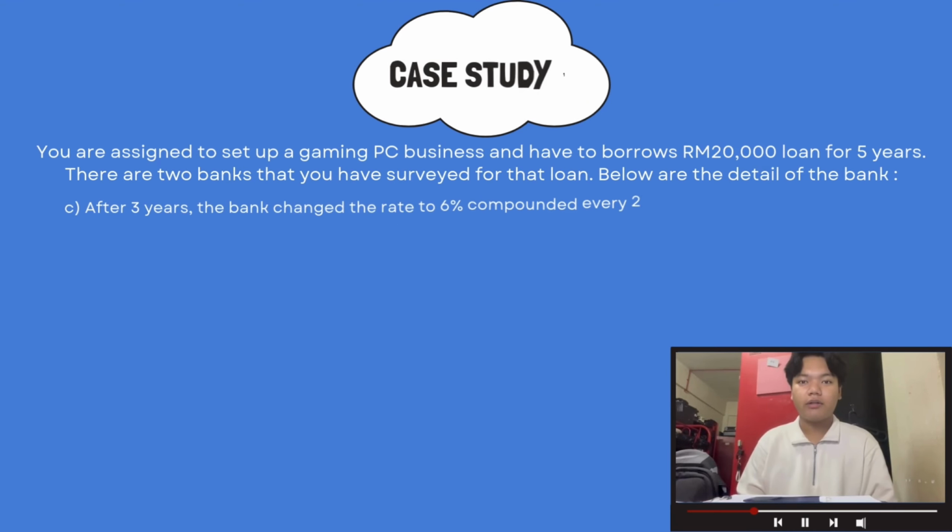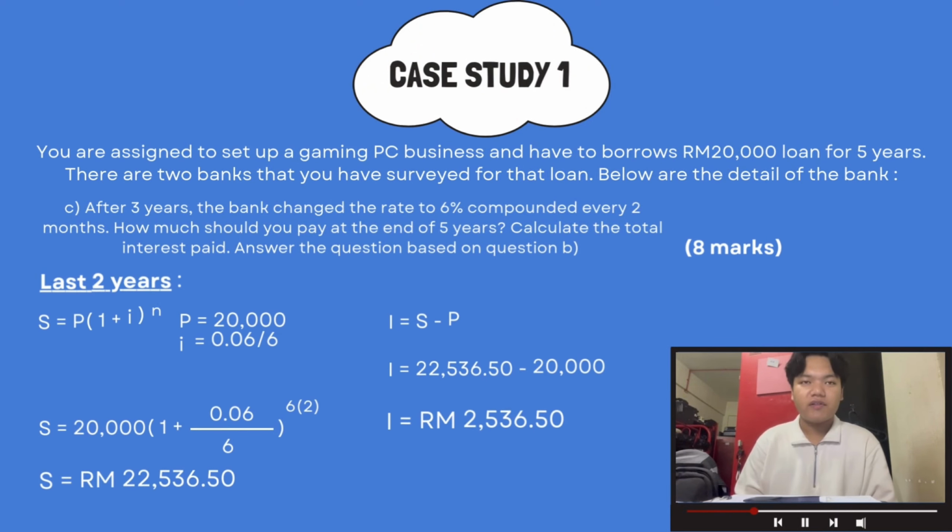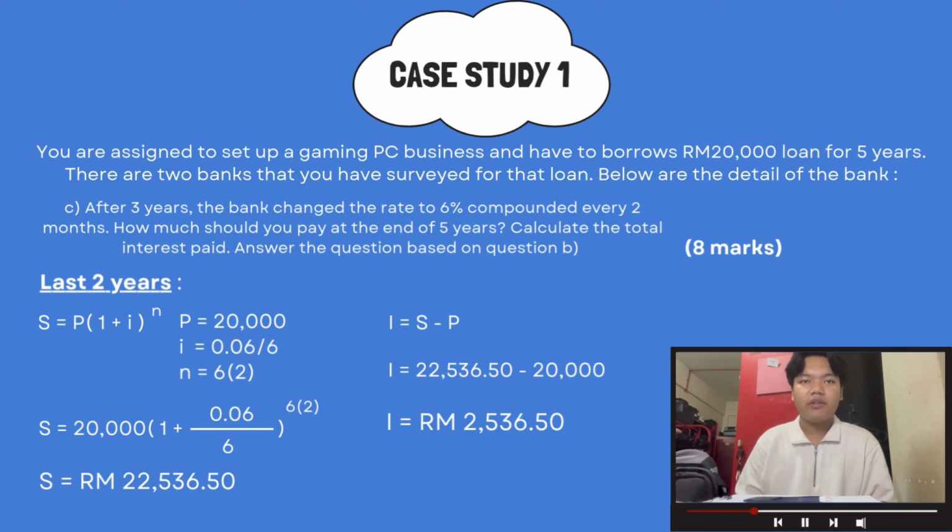Now we're going to calculate the maturity value and total interest paid for the last 2 years. Just use the same formula, which is S. P equals 20,000, i equals 0.06 over 6, n equals 6 multiplied by 2. Just substitute it into the formula and you will get the answer 22,536.50.